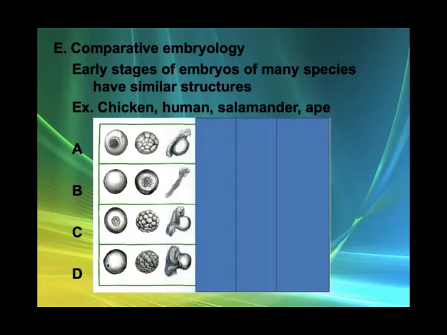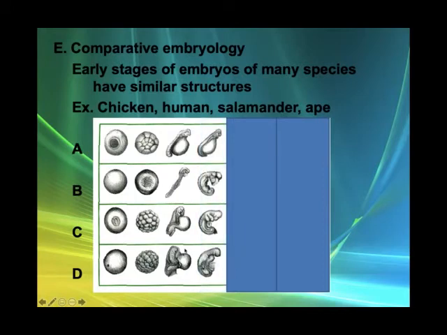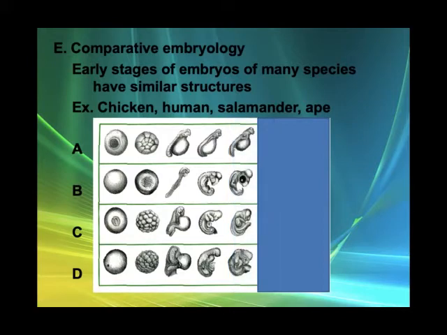Still a little later, we have some other development going on. Which one of these could possibly be the human? Next to the last set, again a little bit further along in the development, which one could possibly be the human? A, B, C, or D? And then now, even later in the development, we have the four embryos. Which one could possibly be the human? Which one's the ape? Which one's the chicken? Which one's the salamander?